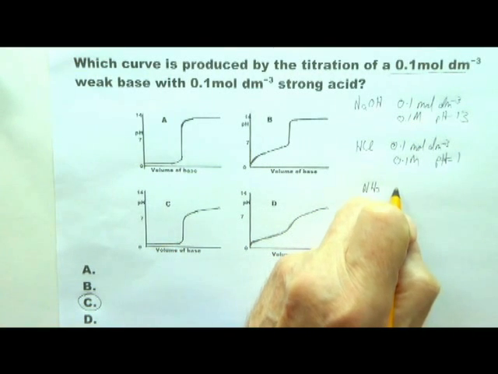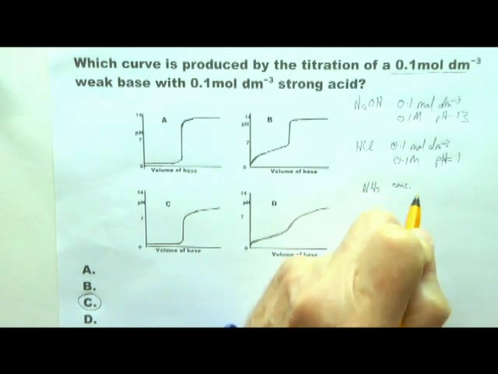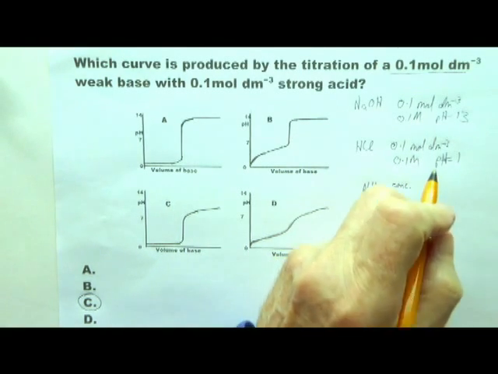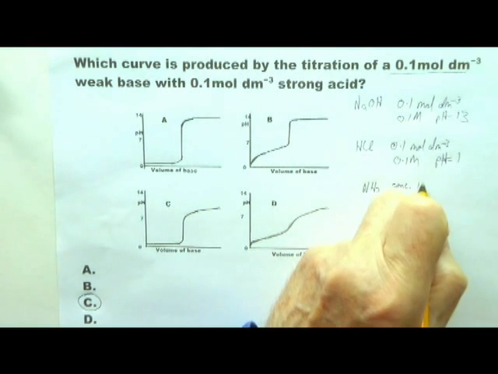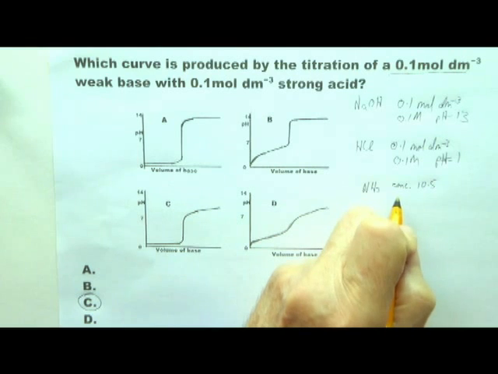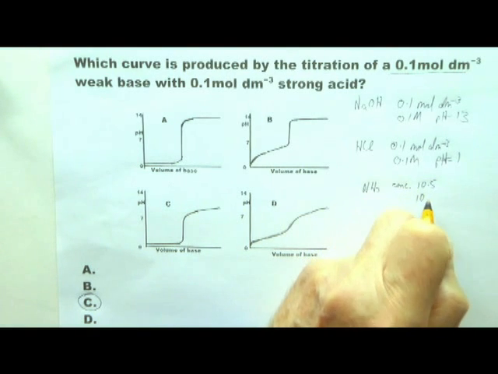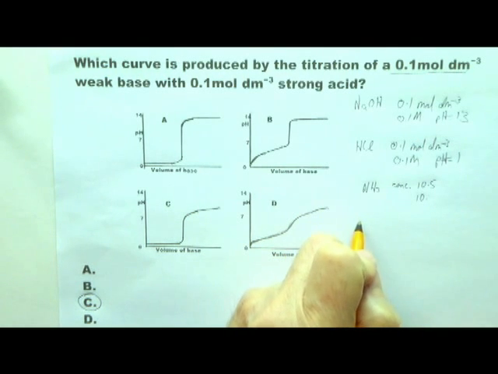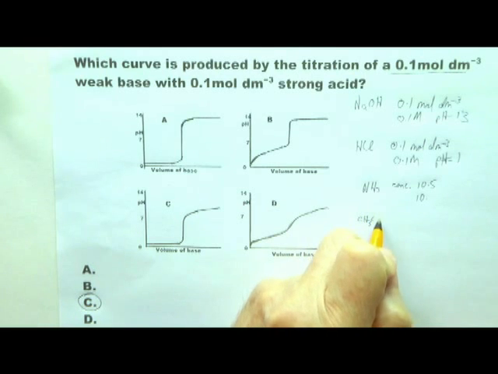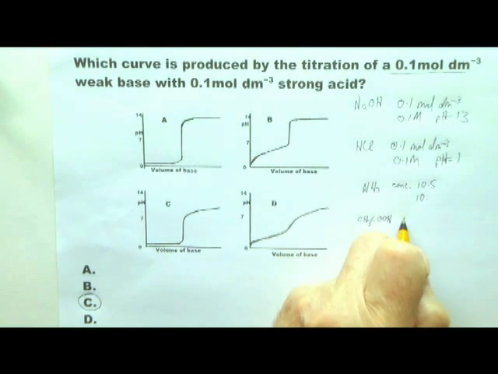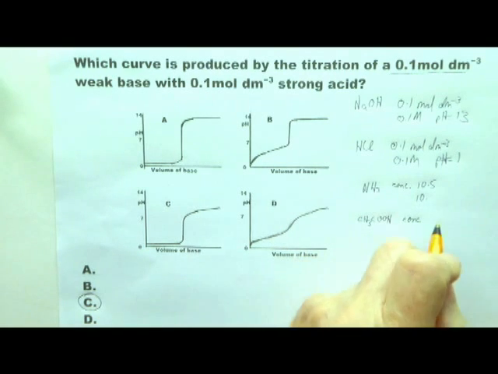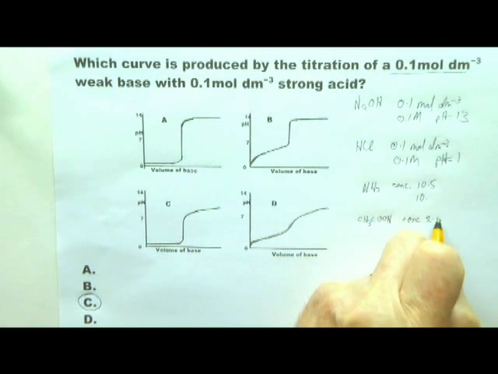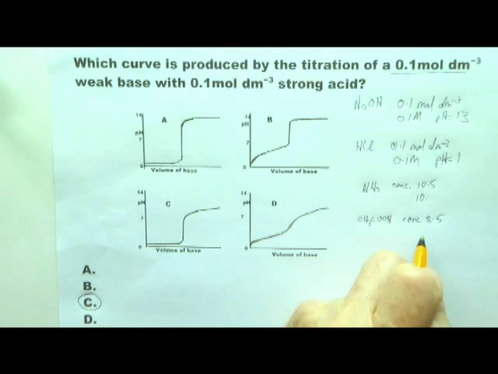If you get a weak base, such as ammonia, ammonia is the strongest of the weak bases. The maximum in a concentrated solution of ammonia, the maximum pH will be in the region of 10.5. More likely the pH will be around about 10 or thereabouts. In the case of a weak acid, let us take CH3COOH, ethanoic acid. In a concentrated solution, the pH will be around 2.5. More likely, the pH will be 3 or thereabouts.